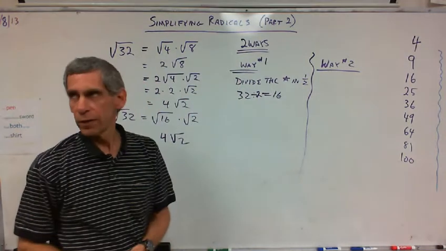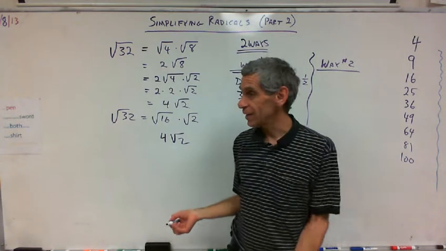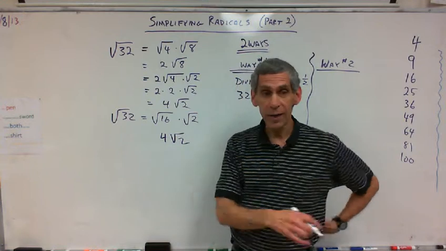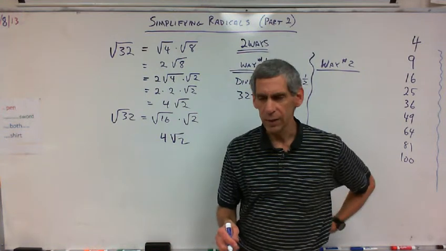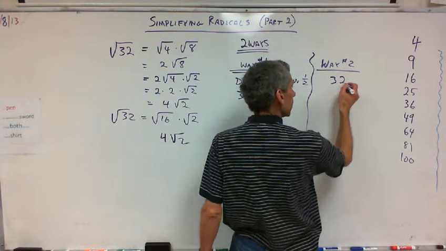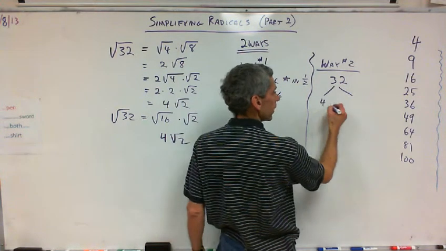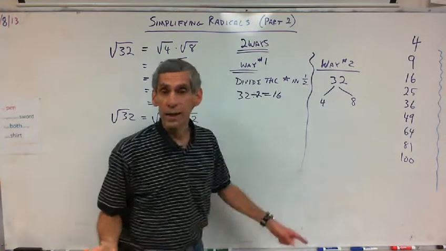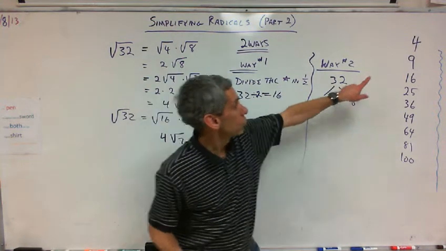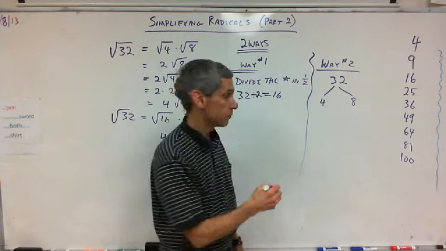Okay, what is way number 2? Oh yes, 32. It is using tree factorization. You guys are great at factoring by trees, right? 32. All right, so we're going to just think, okay, what? Everybody said 4 times 8, right? All right, so as soon as you see one of these numbers here, you put a box around it, okay?